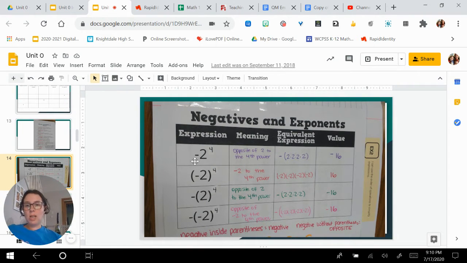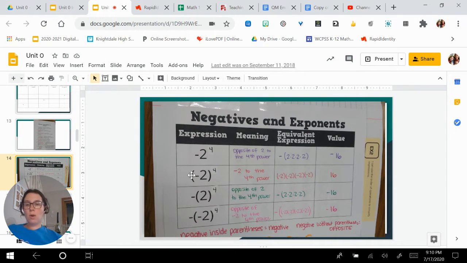So the first one is negative 2 to the fourth. The meaning is opposite of 2, because negative is the same thing as saying opposite. So opposite of 2 to the fourth power. What you're doing essentially is the opposite of 2 times 2 times 2 times 2, because to the fourth power means I'm multiplying that 2 four times, and then taking the opposite of that. So 2 times 2 times 2 times 2 is 16. The opposite of that is negative 16. Remember, opposite is just the same distance from 0 on the other side.